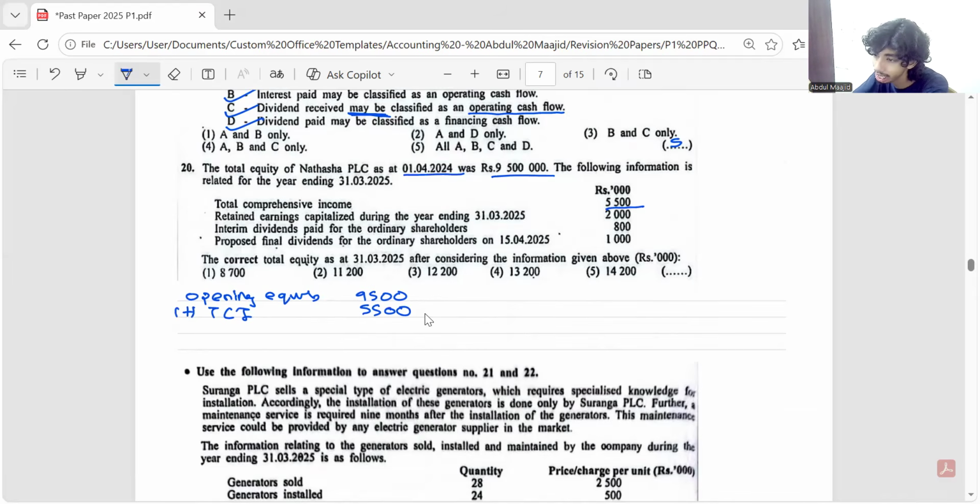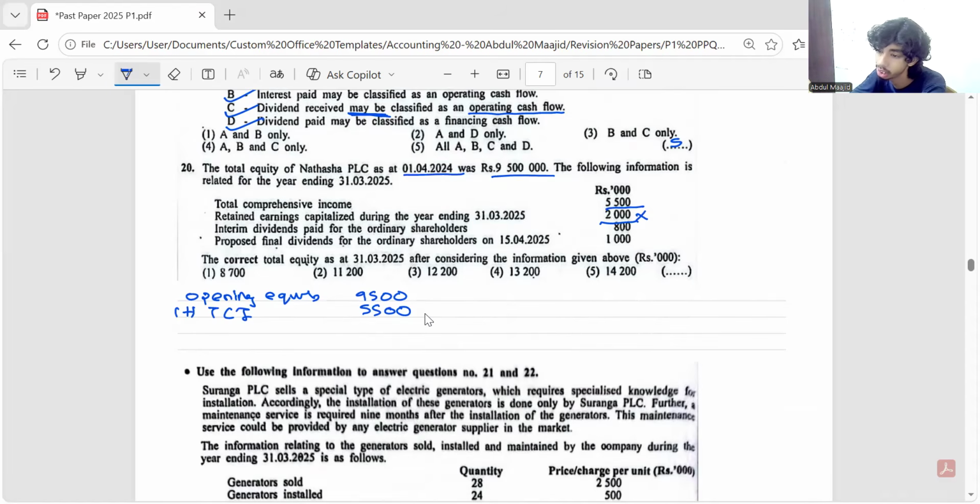Retained earnings capitalized during the year. Retained earnings capitalized means a bonus issue, right? Retained earnings will reduce and stated capital will increase. Retained earnings is also your equity. Stated capital is also your equity. One equity component is decreasing and another equity component is increasing. Therefore, this will not change the value of your equity overall.